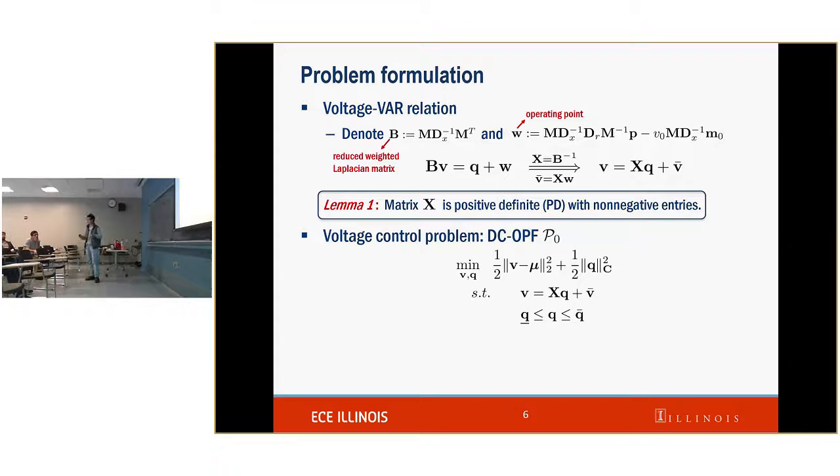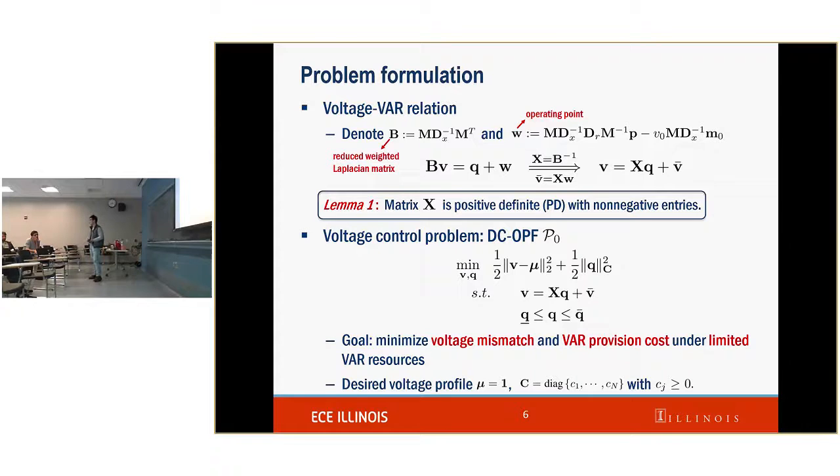So we follow the OPF-based approach first. We formulate the voltage control problem as a DC OPF. We denote it as P0. The objective is to minimize the operational cost, which consists of two parts. The first part is the voltage mismatch. The mu here is the desired voltage profile. And the second part is what we call the cost of VAR provision, because the VAR injection does not come for free. And it is subject to the linear power flow and this limitation on the VAR resources, which accounts for the rating limits of the inverter. So this is a very simple model, and it's the original problem we want to solve.